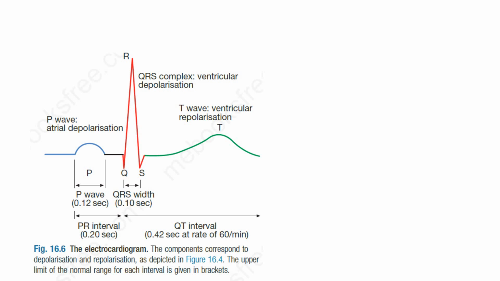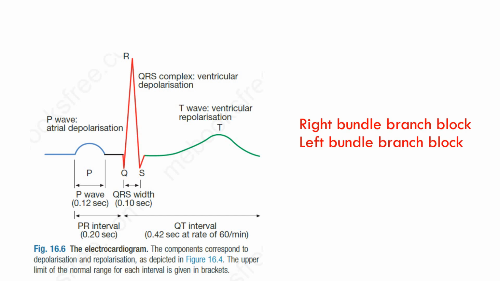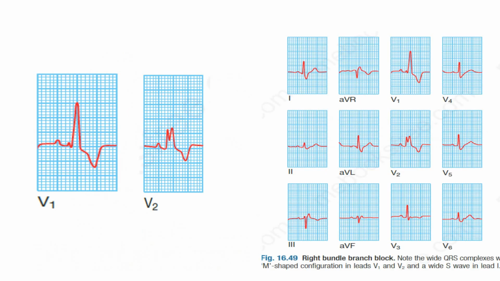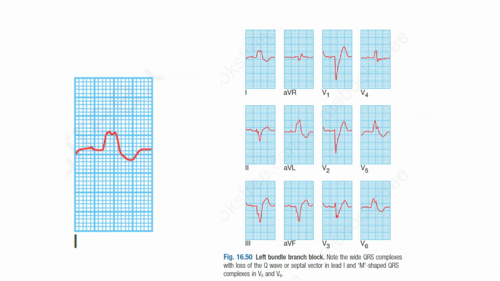Now come to QRS complex. Normal QRS complex 0.1 second in width. If more than 0.12 second, ventricular conduction is abnormal, and it may be left or right bundle branch block. In right bundle branch block, lead V1, V2 show wide QRS complex. In left bundle branch block, lead 1 shows wide QRS complex.